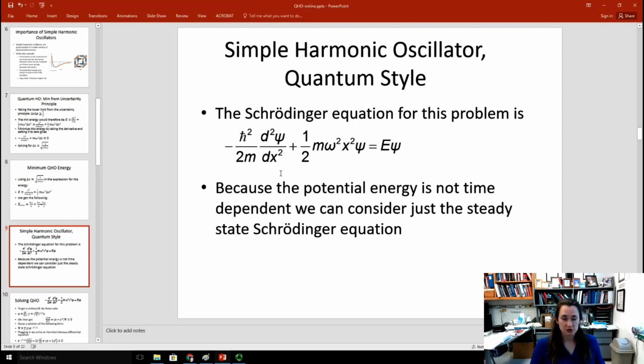And then in one dimension we end up with minus h bar squared over 2m times the second order derivative of my wave function plus 1/2 m omega squared x squared times my wave function is equal to the energy times the wave function again. Okay? Now yet again, we're only going to be dealing here with non-time dependent potentials, and so we can use the steady state Schrodinger equation to solve this problem.